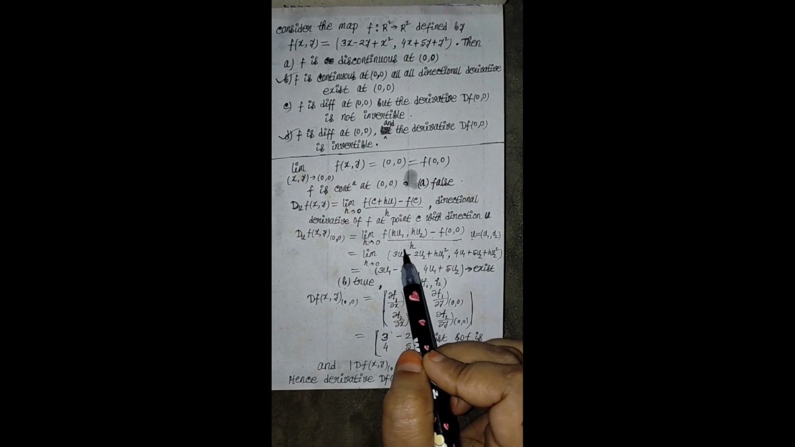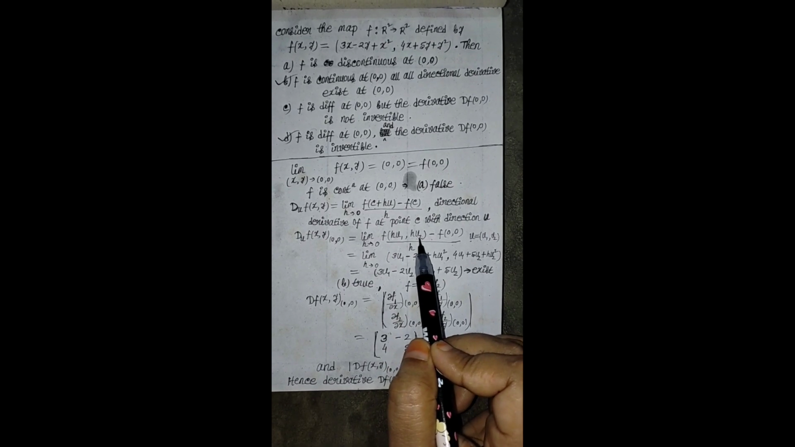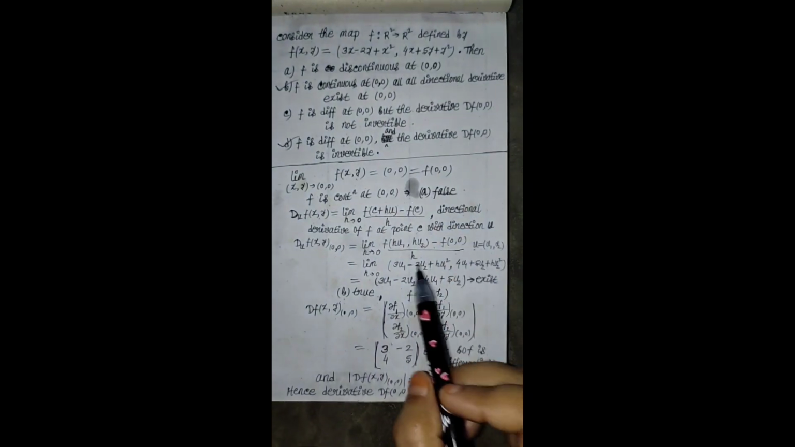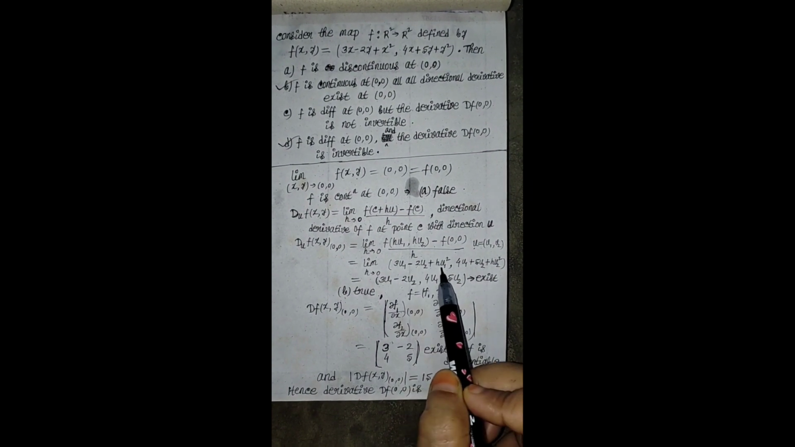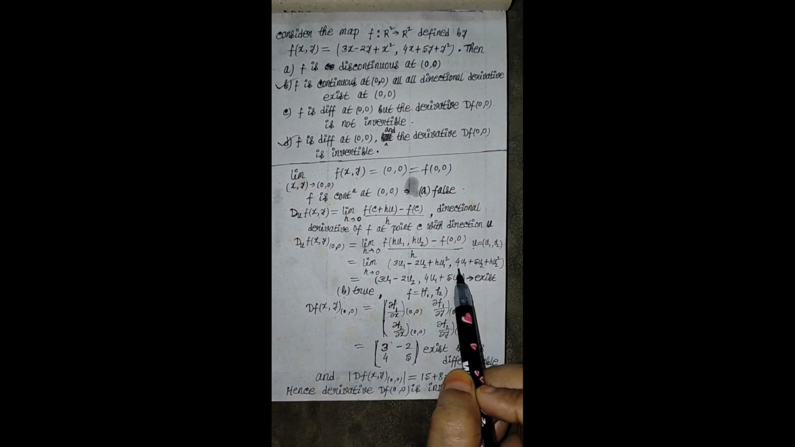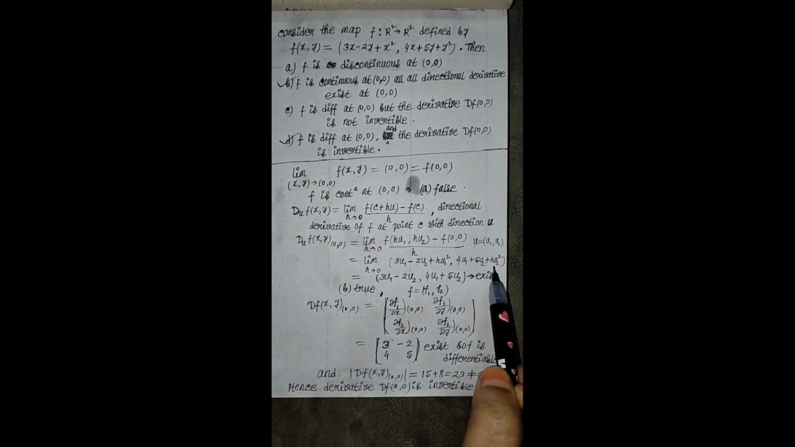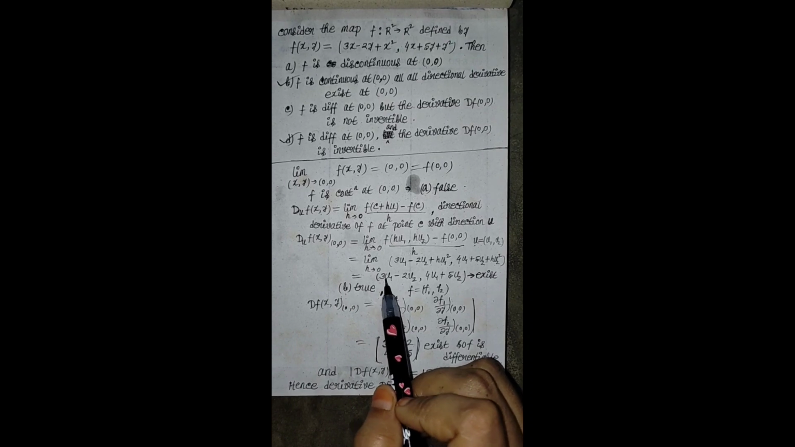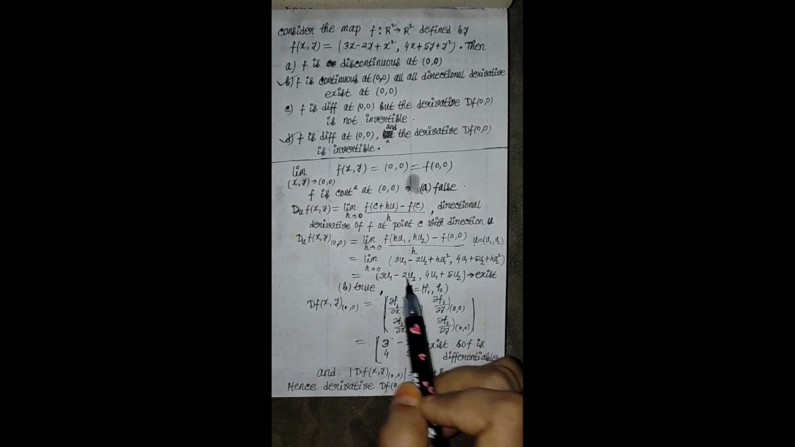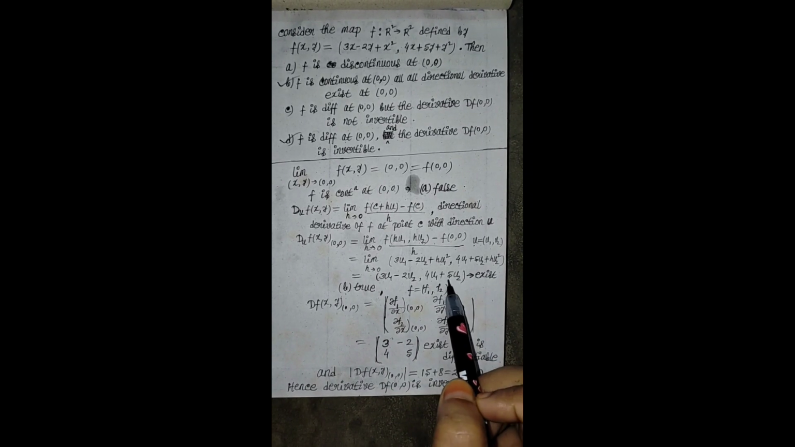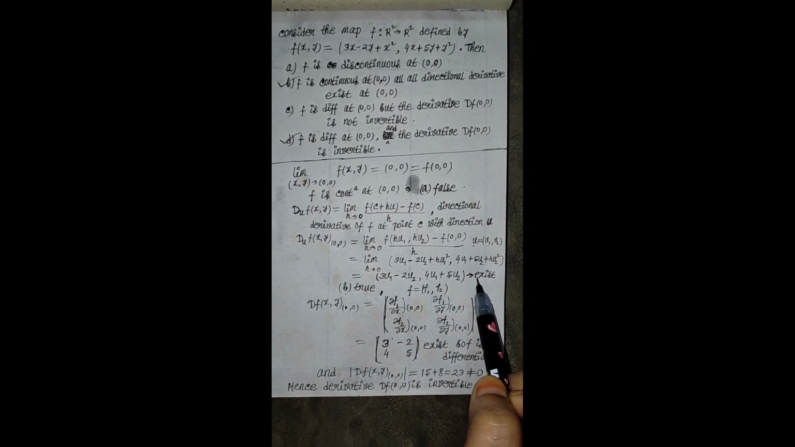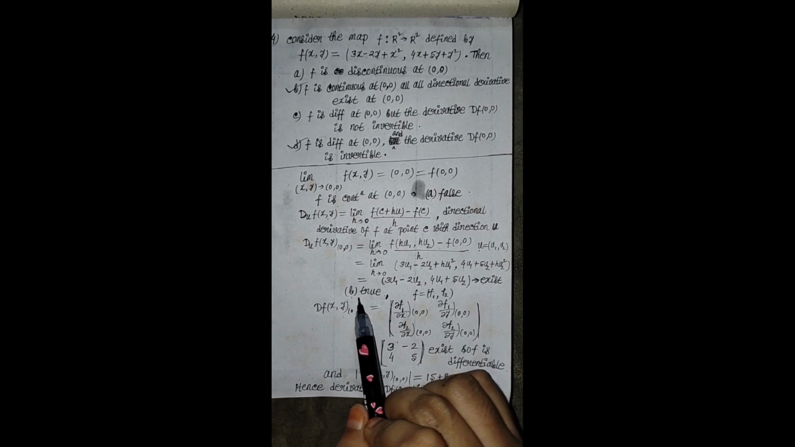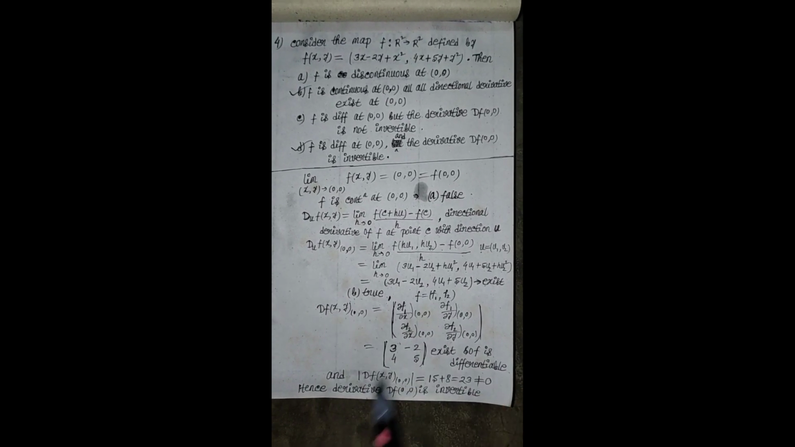Then f(hu1, hu2)/h gives (3u1 − 2u2 + h u1², 4u1 + 5u2 + h u2²). Then we get (3u1 − 2u2, 4u1 + 5u2), which exists. So the directional derivative exists at (0, 0). So option B is correct.